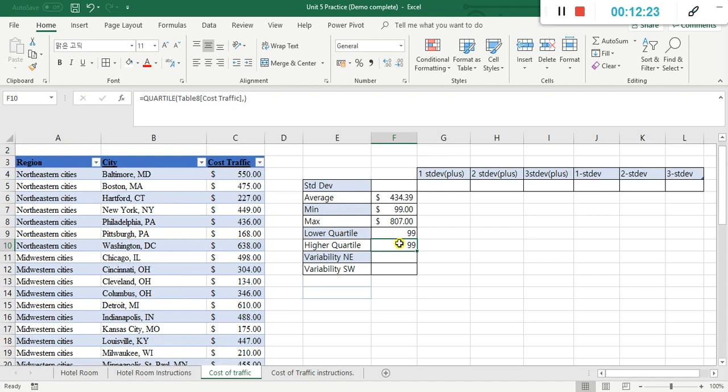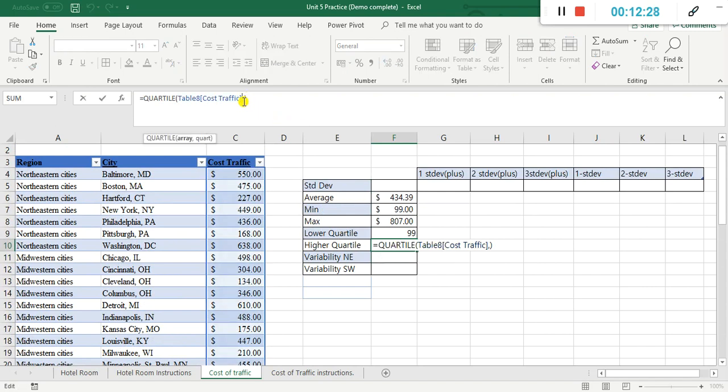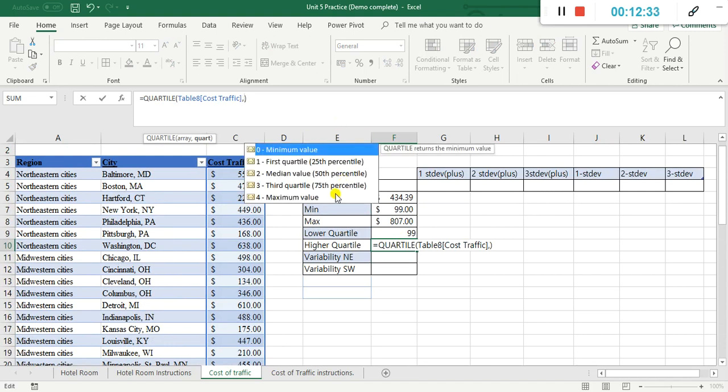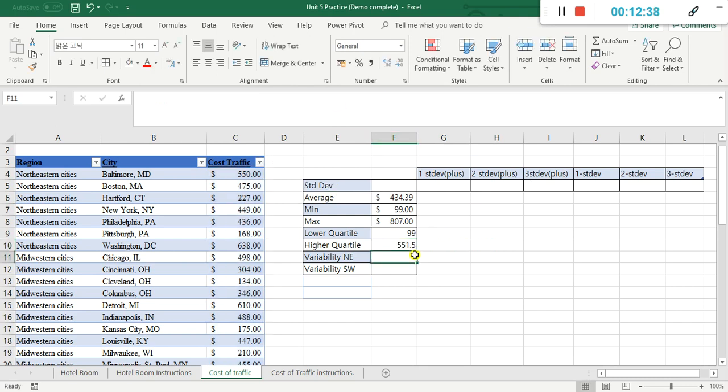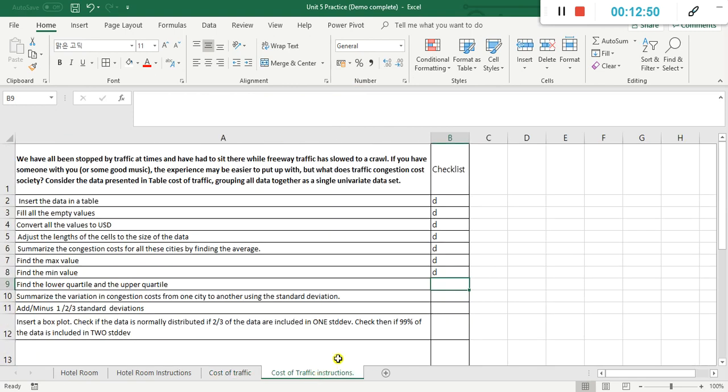So this one I didn't put the quartile, sorry. Yeah, there we go. These two we have to do in USD. Okay, we have it. So lower quartile and higher quartile. Okay, very good. And then let's continue to our instructions. In this case, I have the quartiles already done. Then summarize the variation in congestion from one city to another using the standard deviation.